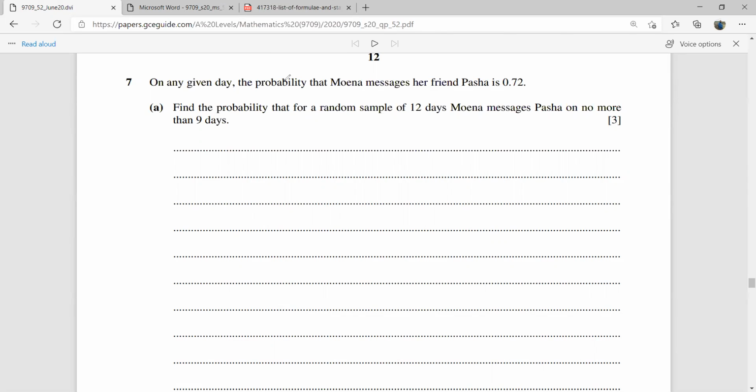Okay, so find the probability that for a random sample of 12 days, Moina messages Pasha on no more than 9 days. What kind of distribution is this? Binomial. So let X be binomially distributed with 12 and 0.72, and we have to find the probability that X is at most 9, less than or equal to 9.